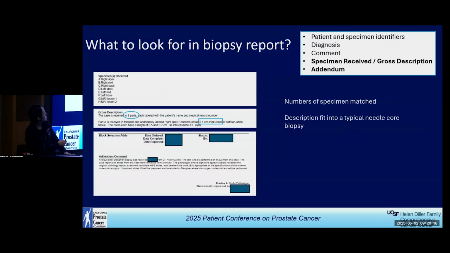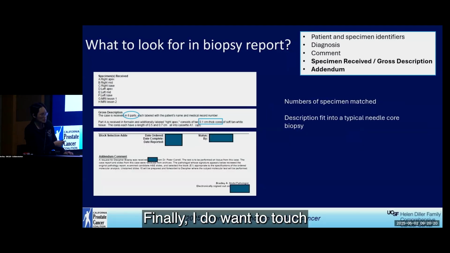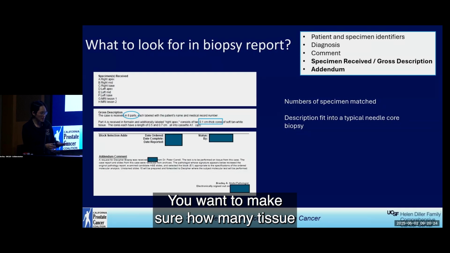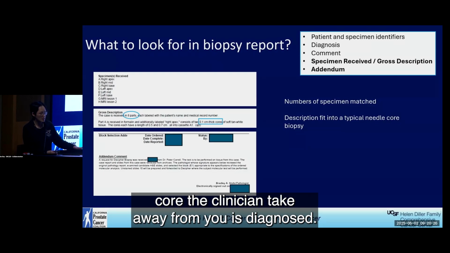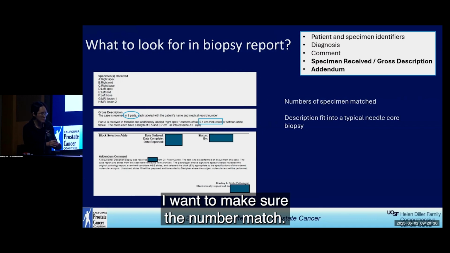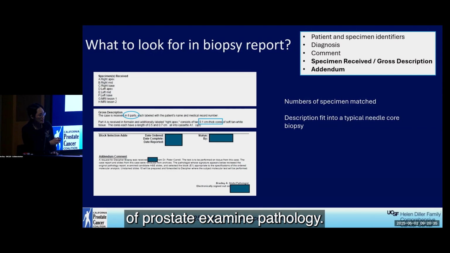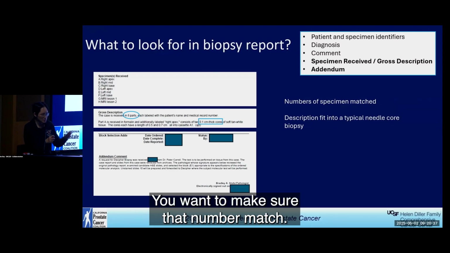Okay, so finally, I do want to touch a little bit on the gross description. You want to make sure the number of tissue cores the clinician took from you matches the number diagnosed. So we want to make sure the numbers match. For example, here there are 8 parts of prostate examined at pathology. So you want to make sure that number matches.